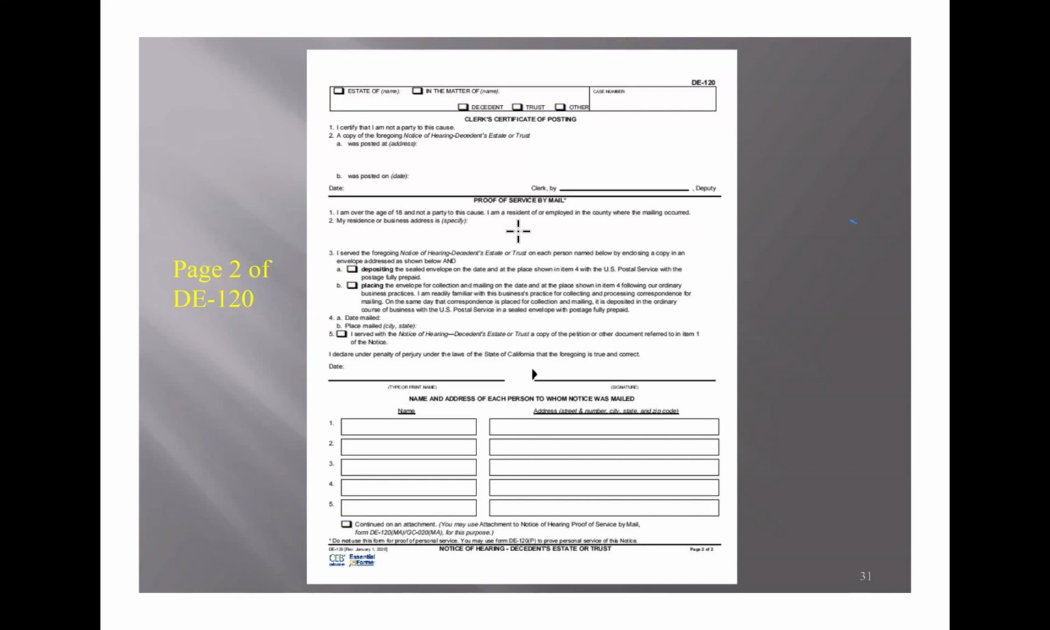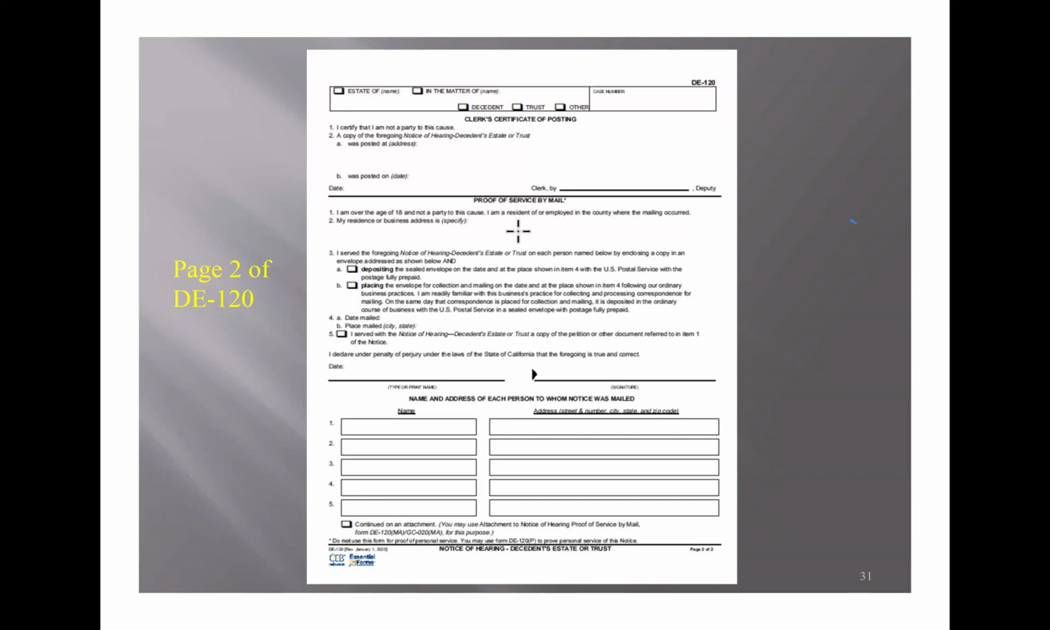Now they have a box 5. I served with the notice of hearing a copy of the petition. This is actually optional, but I find it's helpful if you do include the copy of the petition, because a lot of times the people who are receiving this don't know why they're receiving it, and the copy of the petition will explain a lot.